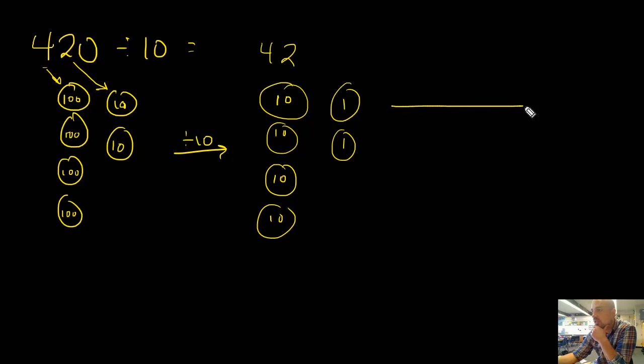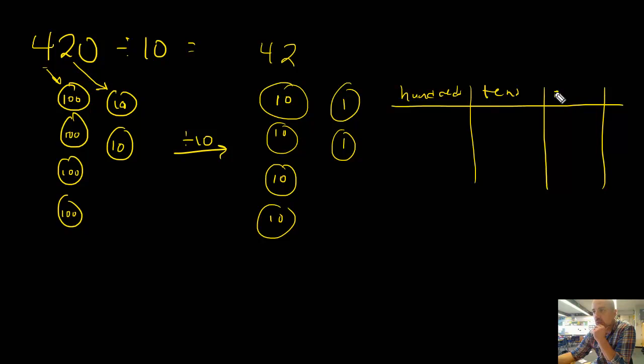I can also do the same thing if I look at a place value chart. If I have hundreds, and I have tens, and I have my ones, and I have tenths over here. If I put my 420 in here, 4 hundreds, 2 tens, 0 ones. If I divide it by 10, which way is it going to go? It's going to go to the right. The whole number is going to shift to the right. By how many different columns? Just one place value over.